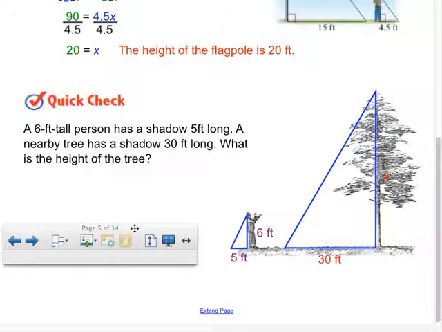A 6-foot-tall person has a shadow 5 feet long. Here's my person. There's my shadow. The book didn't give a picture. I put the picture together for you guys. A tree nearby has a shadow 30 feet long. Okay, what is the height of the tree? Do you see what I have for the height of the tree? What did I give for the height of the tree? X. Okay. Do you guys think you can set that up and solve it? Let's try to do this.